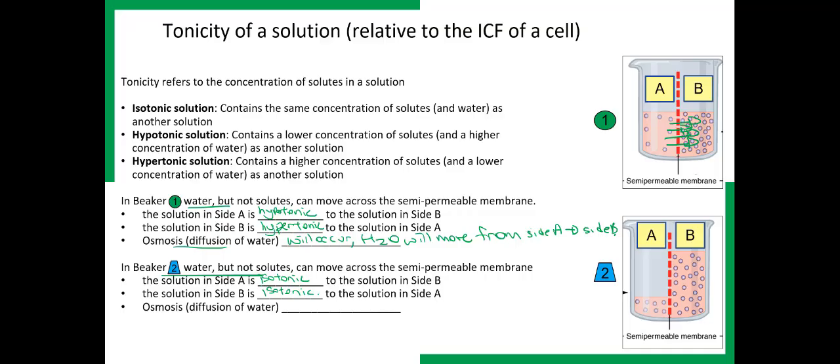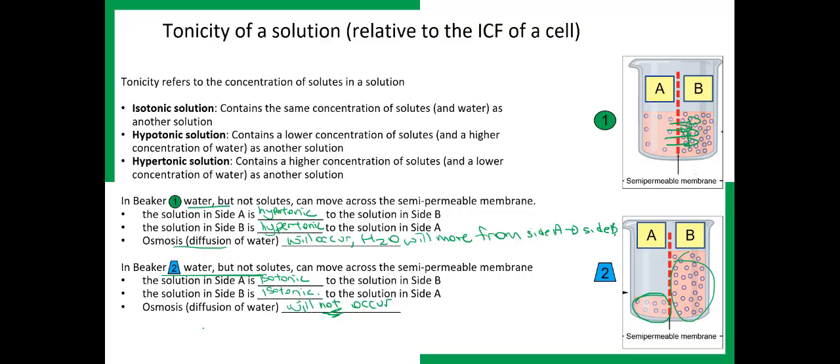And so what happens is osmosis, the free movement of water, will not occur because there's no imbalance to address, right? Because the concentration of solutes in side A is the same as side B, so there's no net or overall movement of water across the membrane.